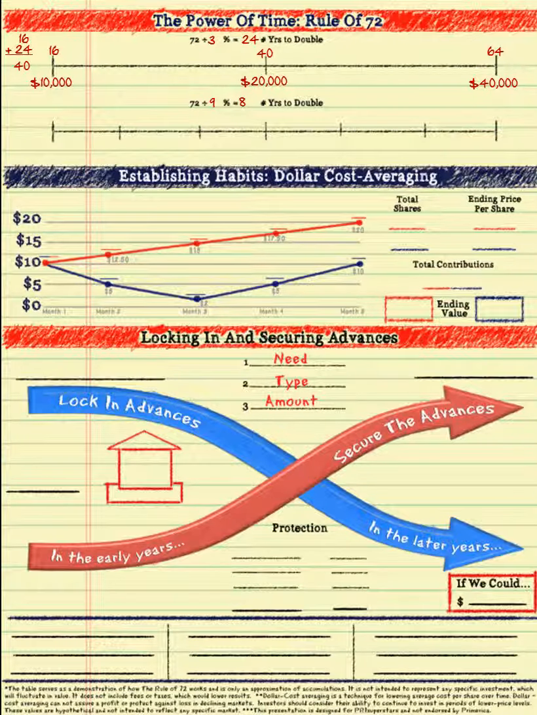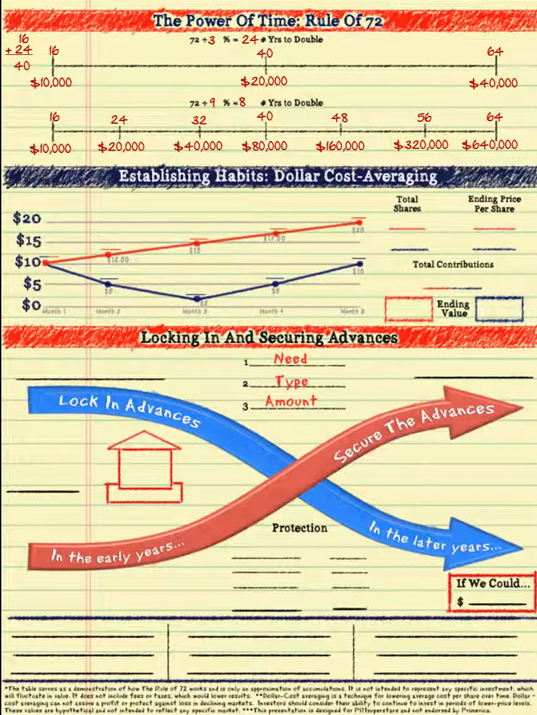72 divided by 9 is 8, which means that same money starting at 16 now doubles every 8 years. So it doubles at 24, and 32, and 40, and 48, and 56, and 64. The same $10,000 becomes 20, and then 40, and then 80, 160, 320, and $640,000. Now, if we were getting ready to retire, which bag of money do you think most of us would rather have? The $640,000 or the $40,000?